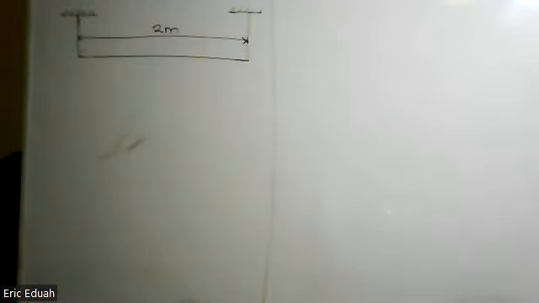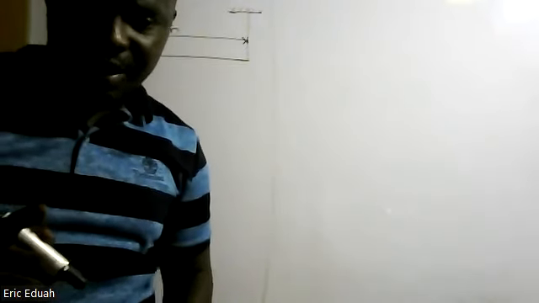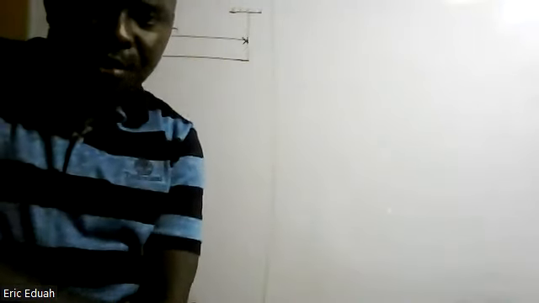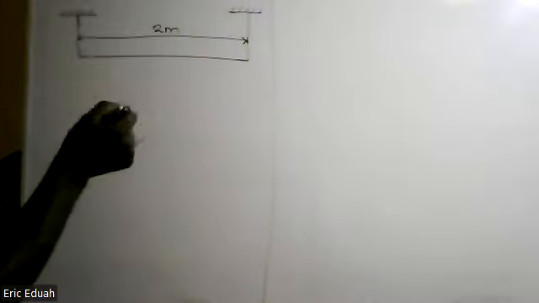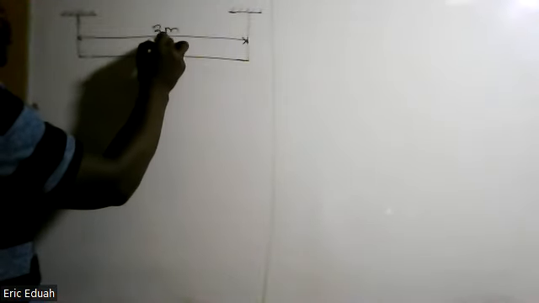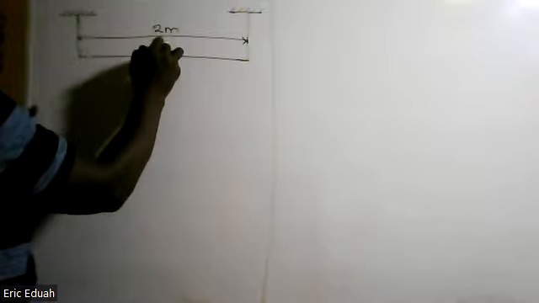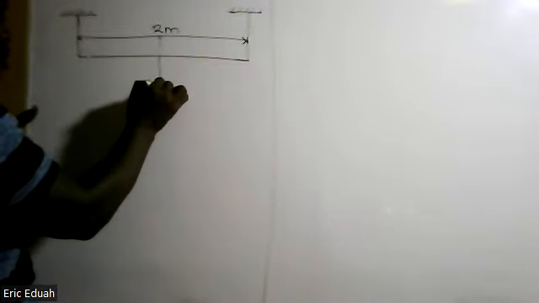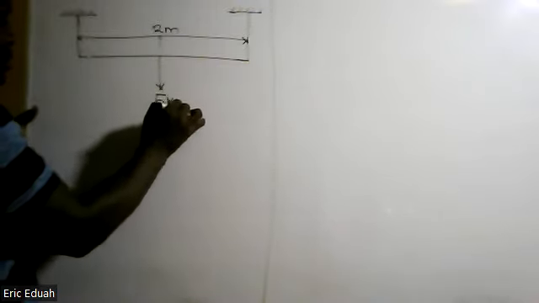Now, because it's said to be a uniform rod, its center of mass would act at the center. So the mass of the rod is 5 kilograms. When I divide 2 meters into equal parts, 1 meter each, this is where its central mass, 5 kilograms, would act. Please, are we fine? Are we okay?